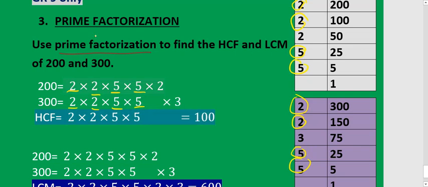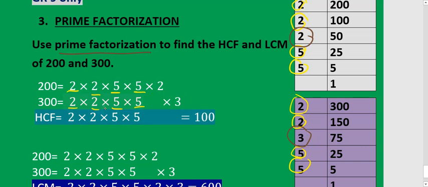Now, they don't have 2 and 3 in common. We find 2 as a factor of only 200, and 3 is a factor of just 300. So 2 is a factor of 200 that they do not have in common, and 3 is a factor of 300 that they do not have in common. So we list the ones that they have in common, and this is very important.